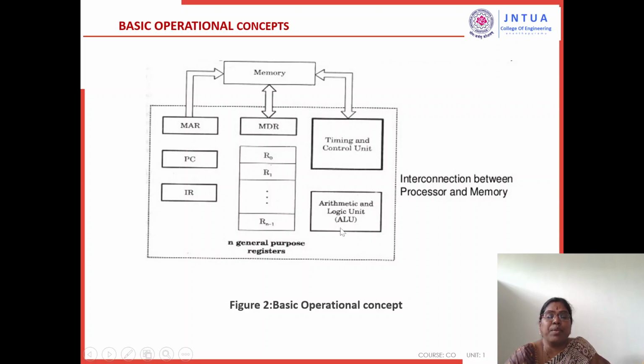For example, for ADD A, B, the add information is transferred through the control unit to the arithmetical logical unit. The A value and B value are once again transferred from the memory data register to the arithmetical unit. After completion of the addition, the result is once again stored into the memory data register. This happens in the basic operation of a computer.